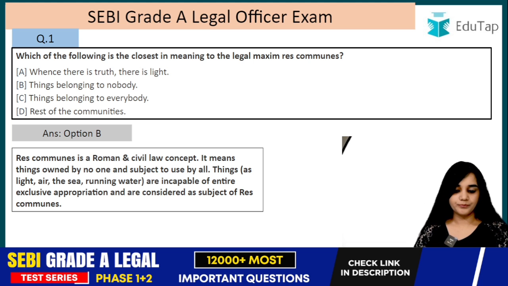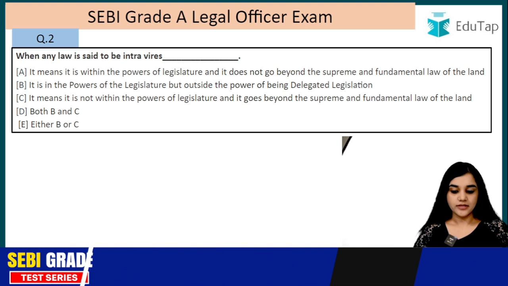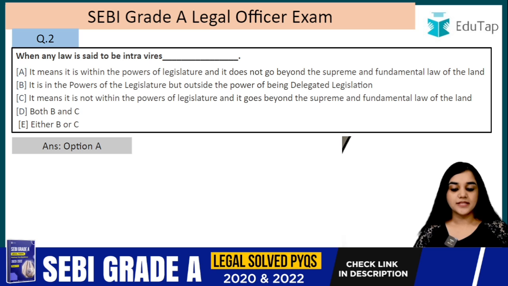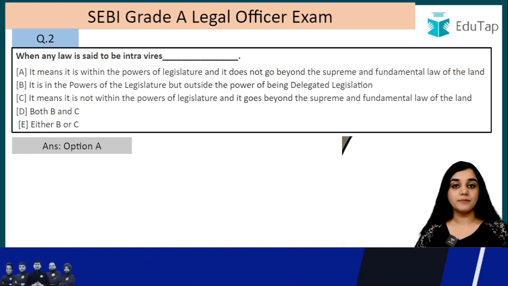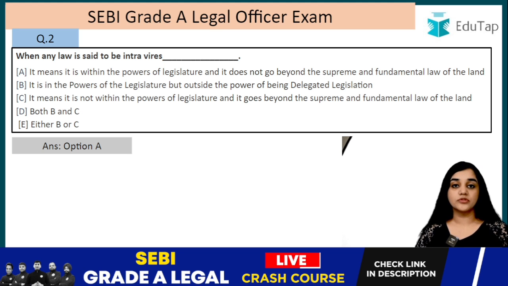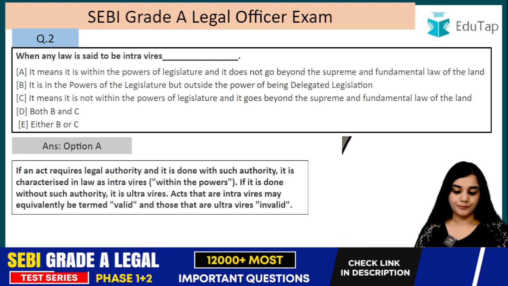Question number 2. When any law is said to be intra vires, it means, the answer to this is option A. It means it is within the powers of the legislature and it does not go beyond the supreme and fundamental law of the land, right? So if it is within the powers of the constitution, it is known as intra vires, and the opposite of this is ultra vires. If it goes beyond the powers of the constitution, it is termed as ultra vires.